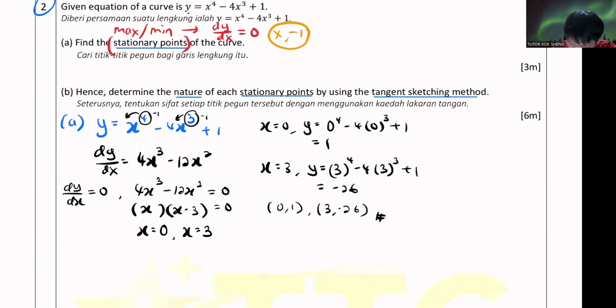First thing, they're asking you to determine the nature of the point. Nature means the type of the point. But to be honest, the type of the point is actually not only maximum, minimum. You have one more point actually. The nature of the point actually has 3 in total. First is maximum, no issue. Second is minimum, no issue. Last one is a special one. I think you never see this one before. It's called an inflection point.